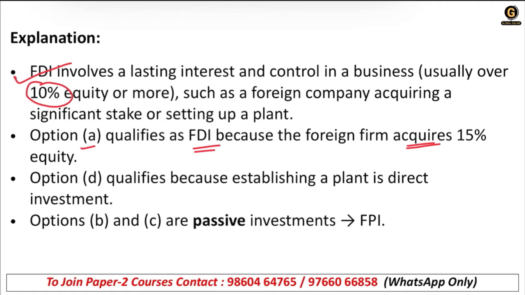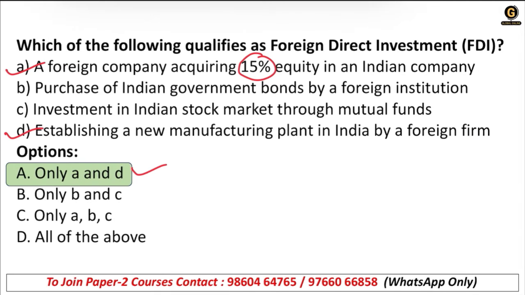Option D qualifies because establishing a plant is direct investment. And B and C are passive investments. These are not FDI, but are called FPI. But the question was asking for the options which qualify as an FDI. So only A and D qualify as an FDI, because one has 15% investment and the second is actually establishing a manufacturing plant.